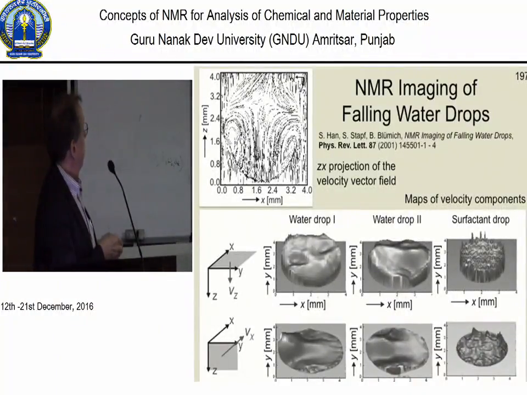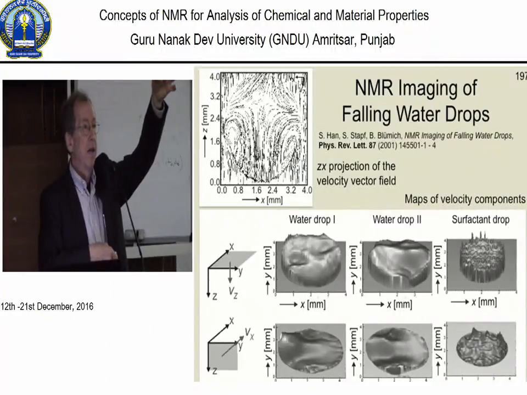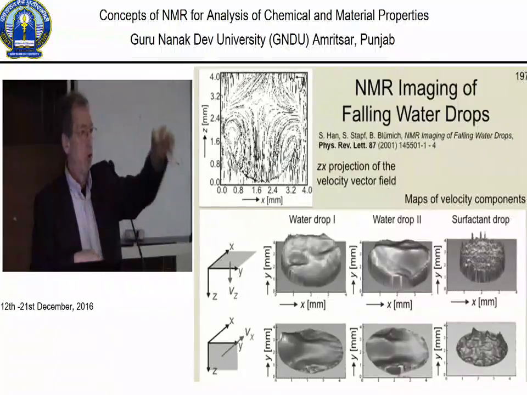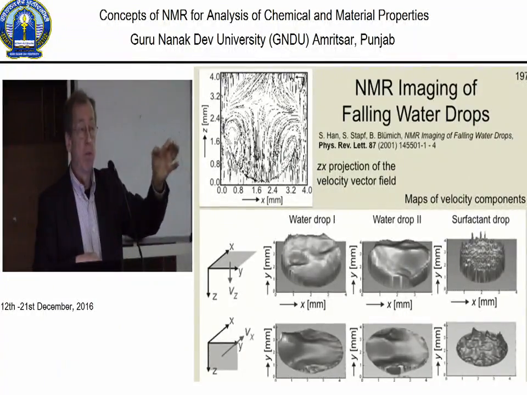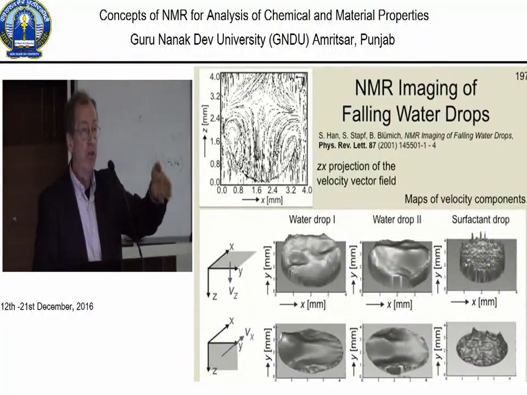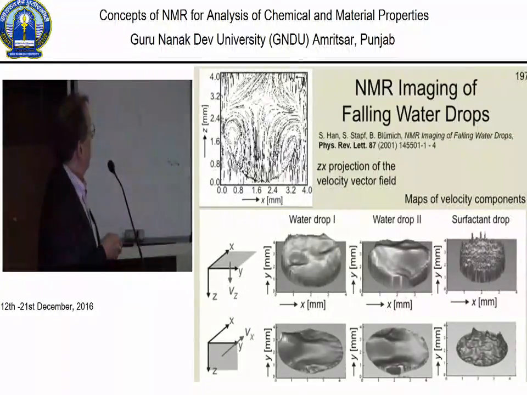And these are the vortices you see. We dropped a water drop from a pipette through the magnet, with a light gate that tells us when to start the measurement. As soon as the water drop was in the sensitive volume, we ran an imaging sequence and measured point by point the x and y directions and the velocity in the x and z directions, to get a velocity vector image.